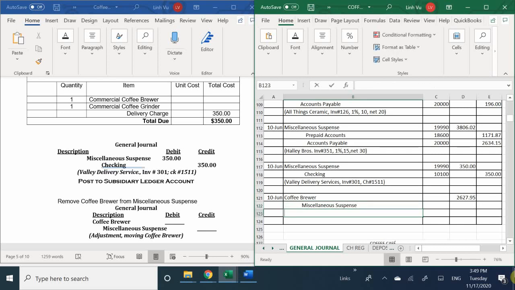Okay. And then here, this is going to be another internal entry. So I'm going to go ahead and say move to another account.